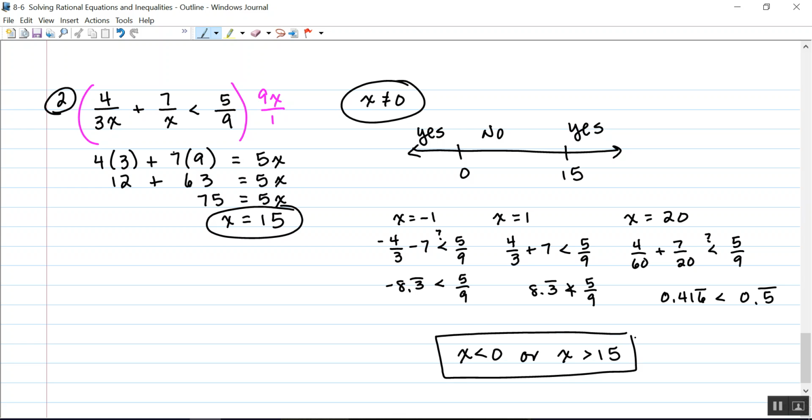So in this section, we took a look at solving rational equations and inequalities. Unfortunately, they are a little difficult because they involve a lot of work. Rational equations need to be checked. You need to check your solutions. Please use your calculator. And for rational inequalities, once you get your solution, you do need to check the intervals on the number line.